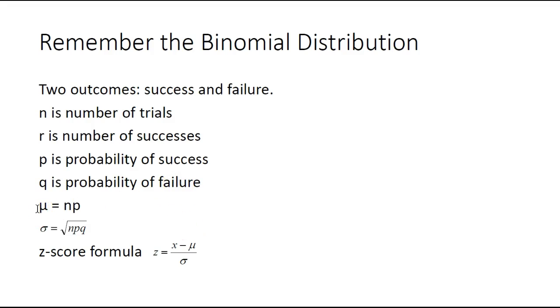Then, in another section, we could calculate the mean, which was the number of trials times the probability of success. And we also had a formula for calculating the standard deviation of a binomial distribution. And then later on, in a normal distribution, we had the z-score formula, which would allow us to look up probabilities in a table. So we have binomial probability distributions, and the last line comes from a normal distribution. We're going to combine those two things.